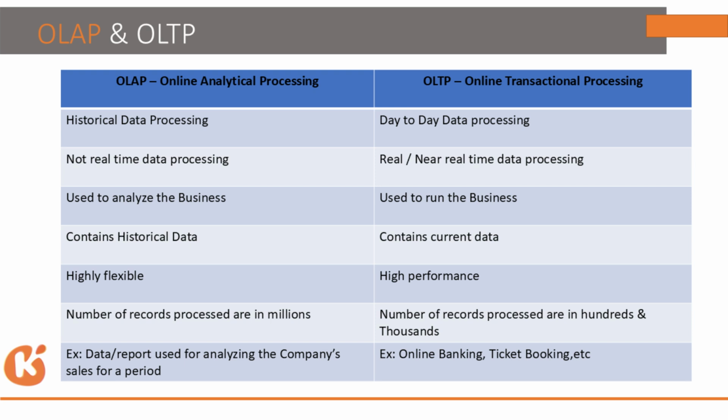So this is the difference between the OLAP process and the OLTP process. Both are data processing, but that's the difference. OLTP will process current data, like real-time data, but OLAP will process the historical data.